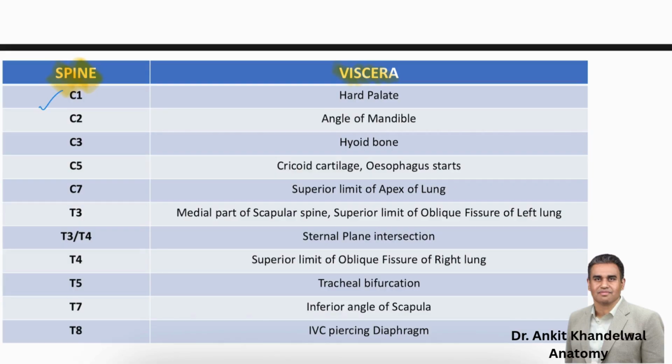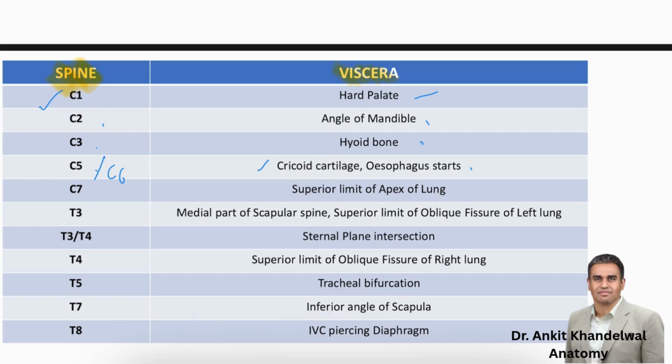So here we have the spine of C1 vertebra, and we have the hard palate, very important. At C2 we will have the angle of the mandible, that is between the ramus and the body. At C3 we have around the hyoid bone. Around the C5 spine, we can also call it the C6 vertebral body, we will have mainly the cricoid cartilage, and also the beginning of the esophagus.